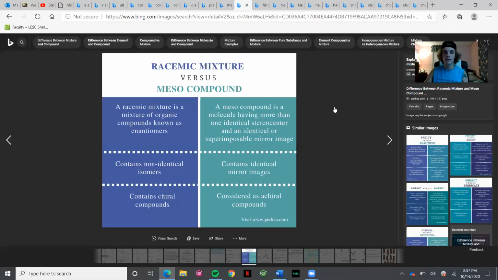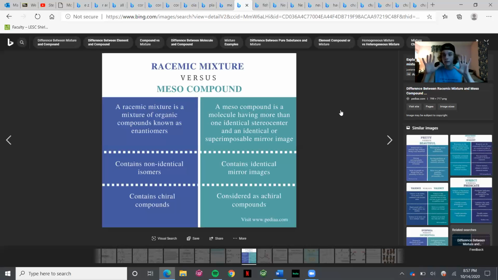And the meso compound, you would see no difference from the two mixtures. Because as we know from meso compounds, the difference is that you can superimpose them, meaning they're the same. Not my hands, they're not the same. You can superimpose meso compounds. Racemic mixtures are mirror images, just like my hands.